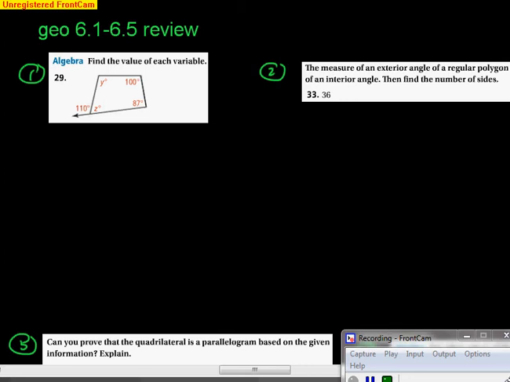Okay, here we go. My geometry students, we have our quiz on Thursday over 5 sections. A lot of material, so here's 10 examples to go off of.